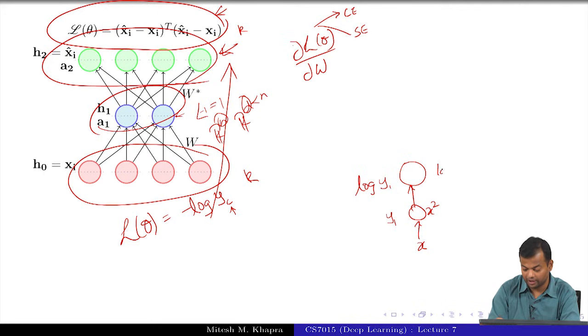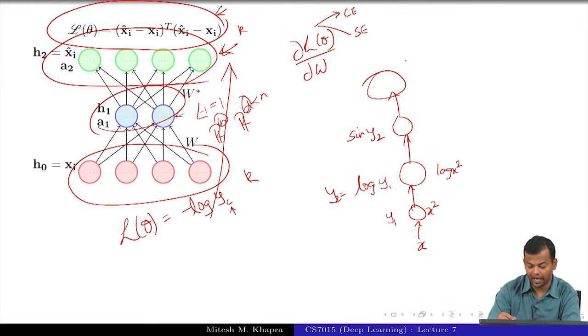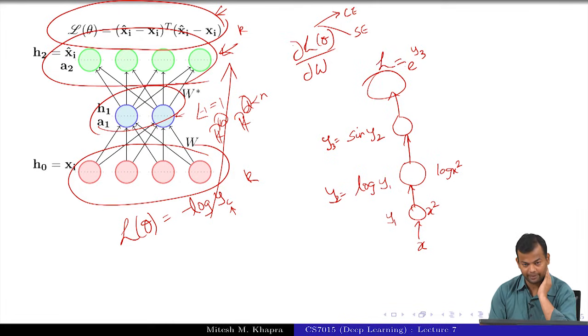So in effect it is log of x square, because y1 is equal to x square. Then some other function, and finally the output. Say this other function was sine of y2, if I'm calling this y2, and finally you had this function which was e raised to y3. So you have a very complex composite function of your original input, and this is your final output function, e raised to y3.